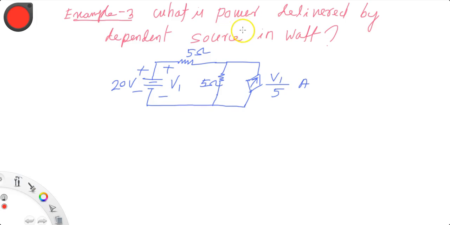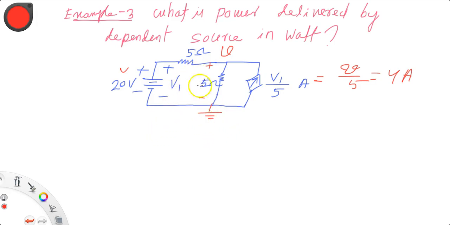Example 3. What is the power delivered by the dependent source in watt? The dependent source is here, that is V1 upon 5. It is in fact not a dependent source, because the voltage is fixed. This voltage is not varying. So this current is always 20 upon 5, that is 4 ampere. That means how much power is being delivered by this source, right? So current is this. We need to find this voltage, then only we can find the power, V into I.